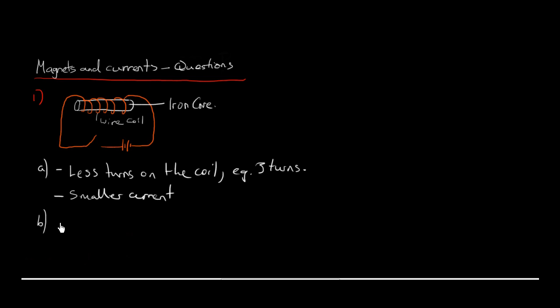So with the other one, part B of the same question says, explain why the core is made of iron and not steel. Steel is not really suitable for electromagnets because it's a hard magnetic material, it's a hard magnet. That means that after you magnetize it, it stays magnetized. And the whole point of an electromagnet is that you can control.